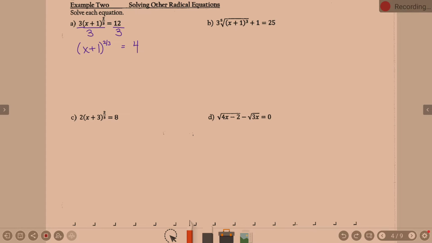Okay? And this is one option. There are other options out there. But I'm going to take this whole left side and raise that to the reciprocal power, 3 over 2. Now, if I raise the left to the power of 3 over 2, guess what? We're going to raise the right to the power of 3 over 2.